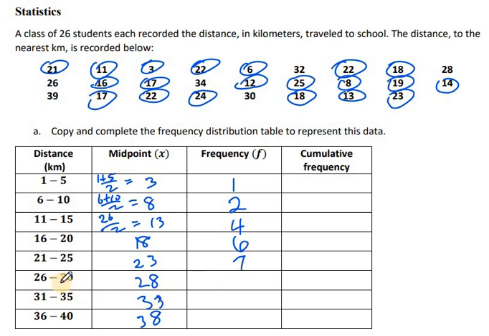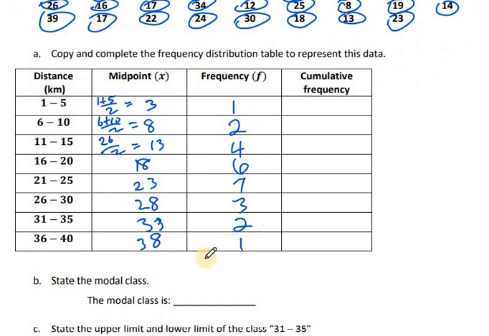26 to 30, 1, 2, 3, we have 3 persons. 31 to 35, 1, 2, we have 2 persons. And then 36 to 40, we have 1 person. Now when we add these up, we should get the total number of persons. Now we are told that there are 26 students. So when we find the sum, the sigma symbol we're going to use for the sum of the frequencies. 1 plus 2 is 3, plus 4 is 7, plus 7 is 14, plus 6 is 20, 23, plus 2, that's 25, plus 1, 26.